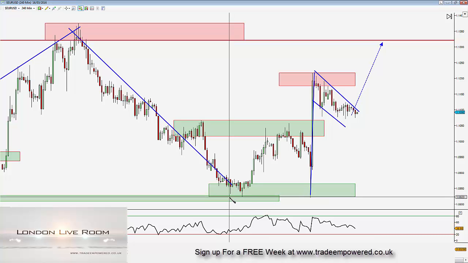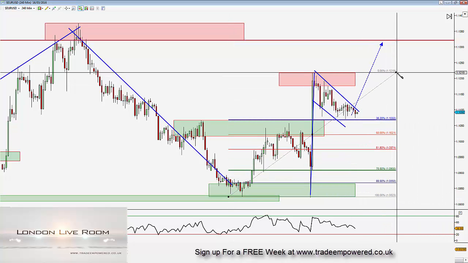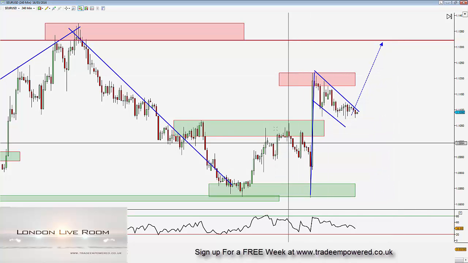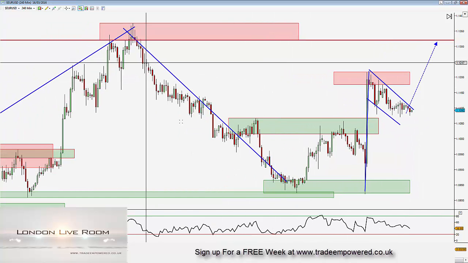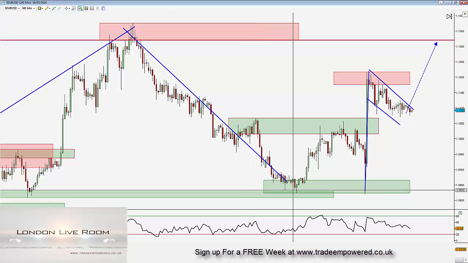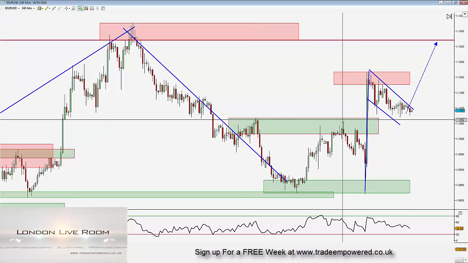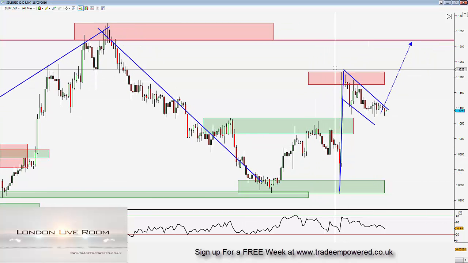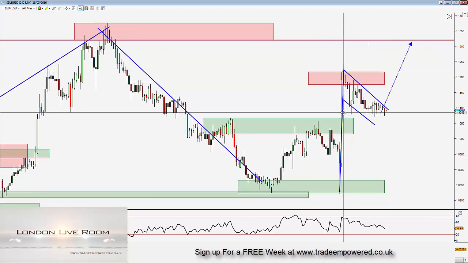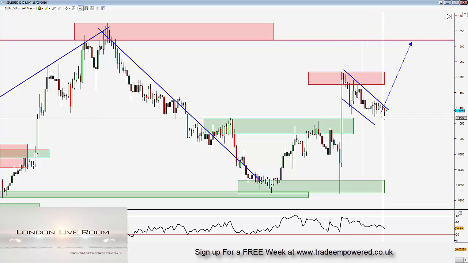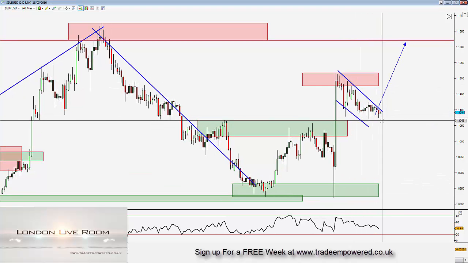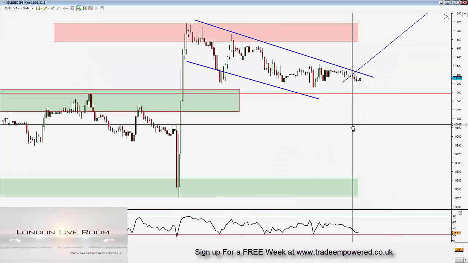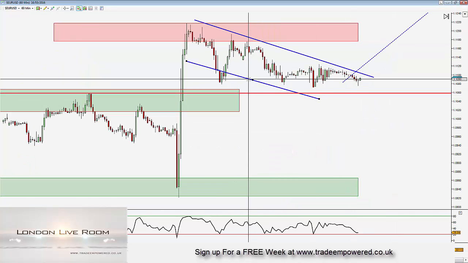I'm a structure-based trader, and I know that if we come down to this level of previous support, look at this, we came down, held this level, broke down, tested it once, tested it twice, tested it 3 times, broke out. Okay, you see this strong breakout here. So I know that if we come down to test this level, this will provide a good level of support, or it should do.